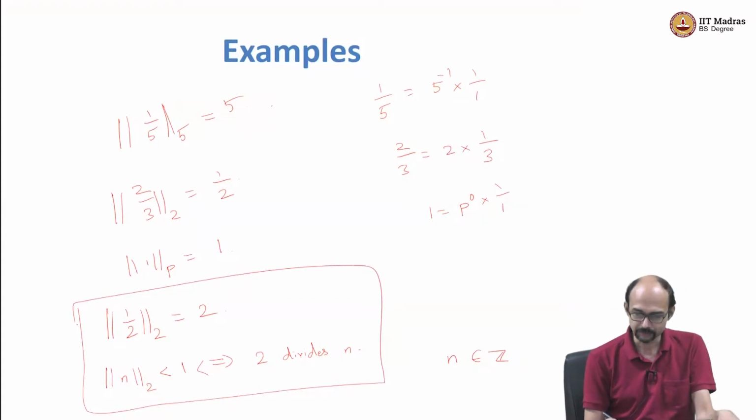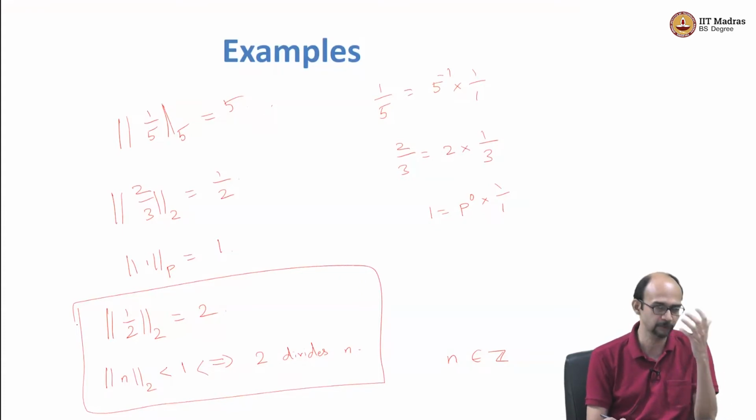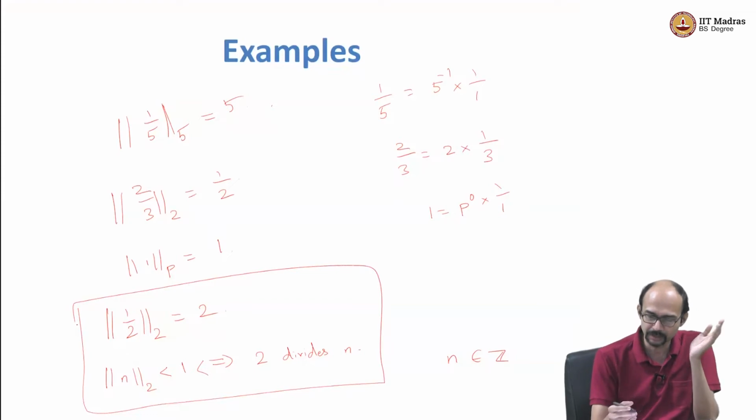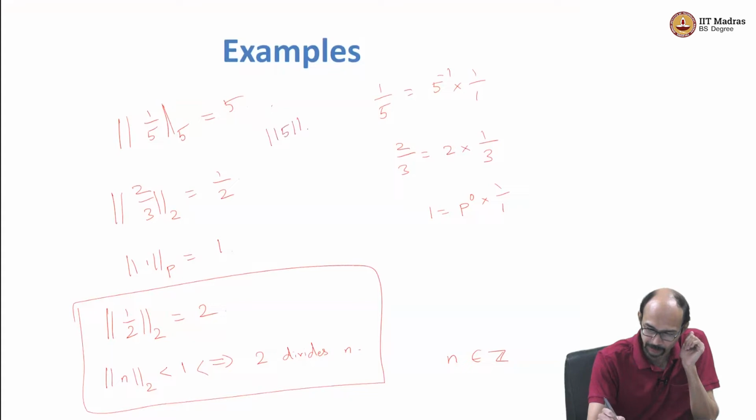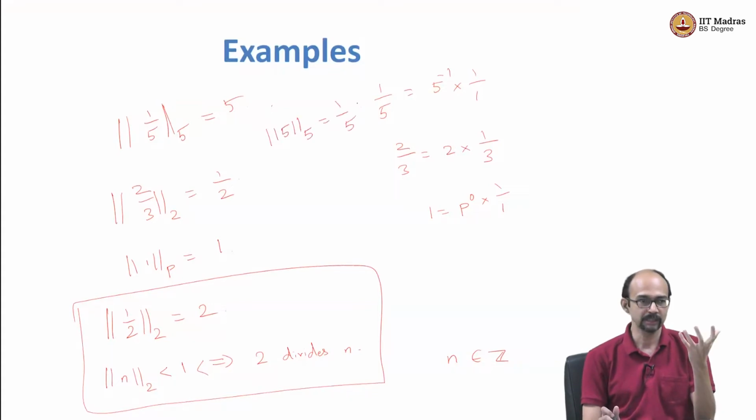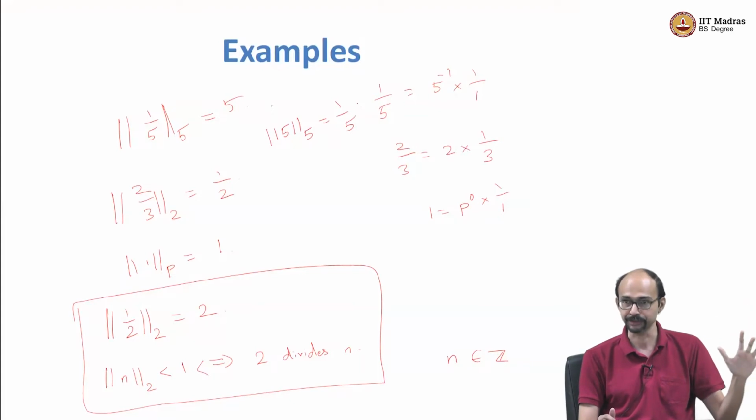I hope these examples give you some feeling for the norm. This is a weird thing, because as you can see, if you take the norm of 1 by 5 with respect to 5, that's 5, but if you take the norm of 5, that's 1 by 5. So in some sense 5 has a smaller norm than 1 by 5. This is completely unintuitive.